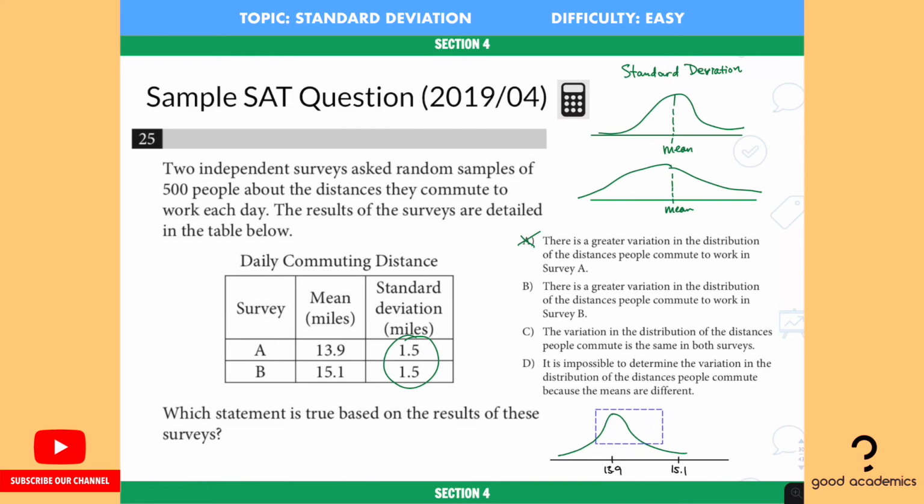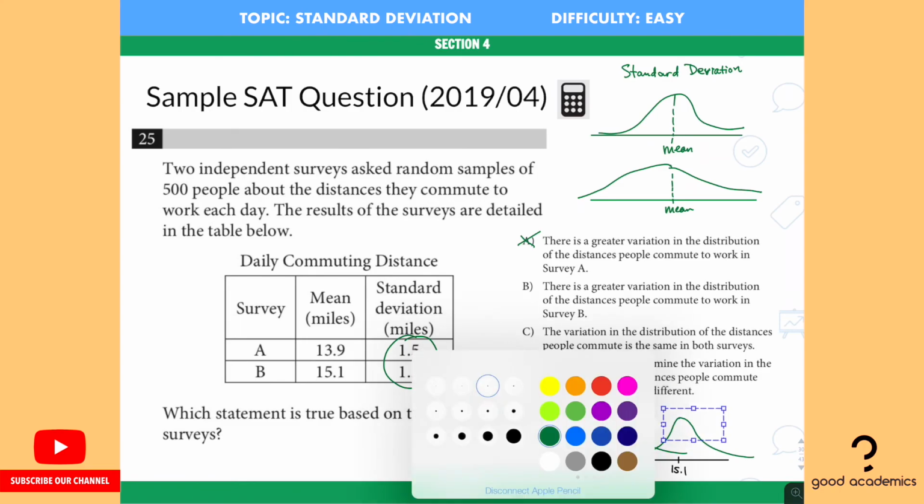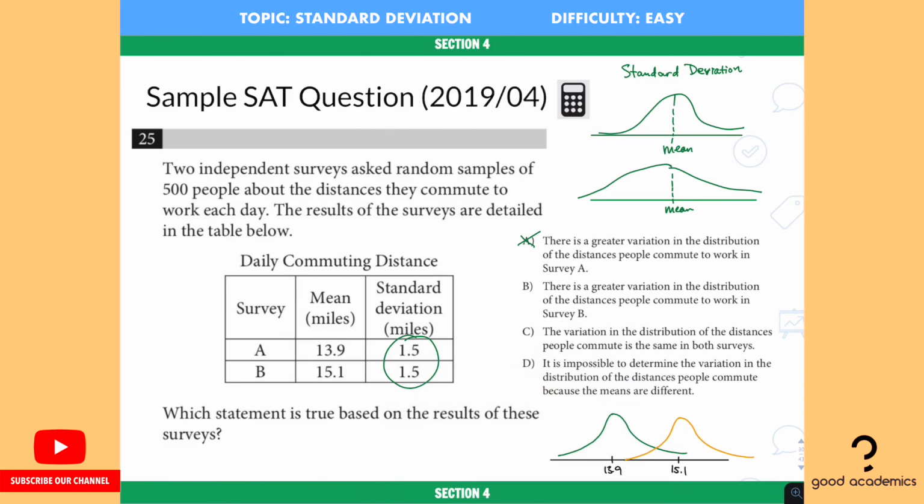And now, since the variation is the same, that means the spread must be the same. So we will have another graph which looks exactly the same, but the mean is going to be located at 15.1. So you have two identical graphs because they have the same standard deviation, they have the same spread in the distribution. That's why there is no change in variation. So they must be the same.